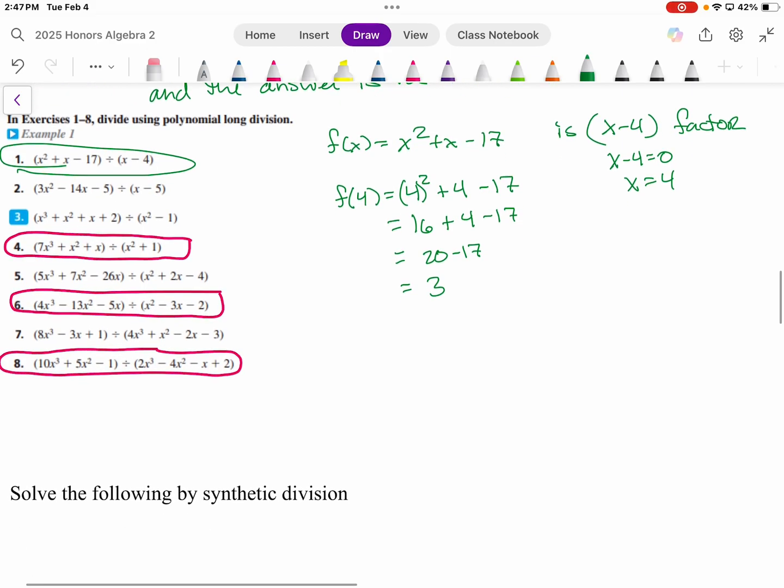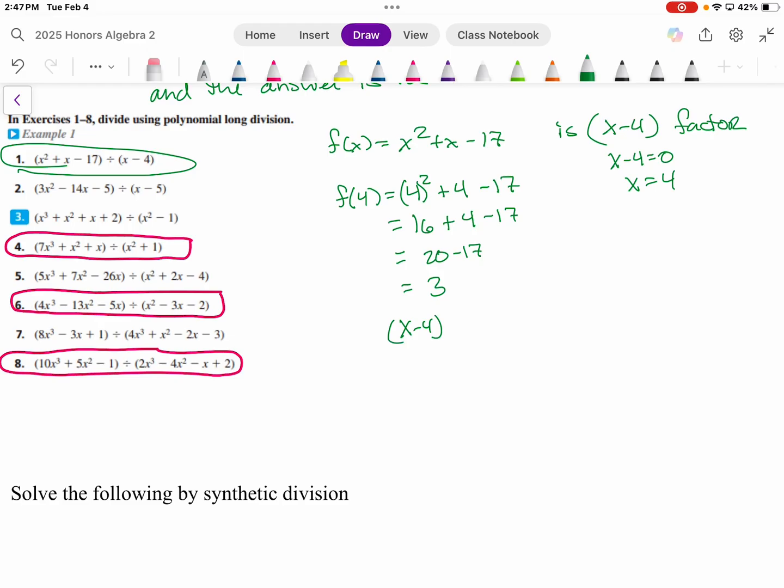So in our example right here, x minus 4 is not a factor. So whether we do long division or synthetic division, 3 over x minus 4, that's my remainder. That is my remainder.